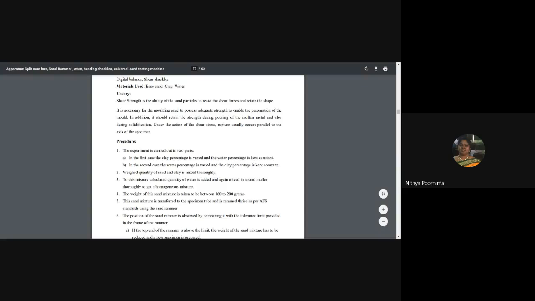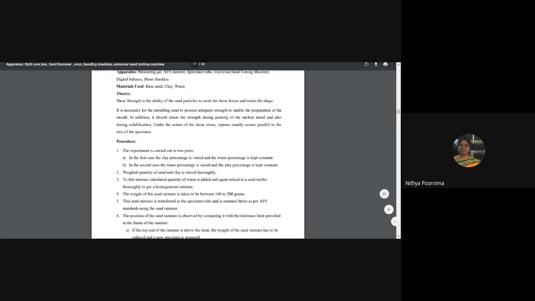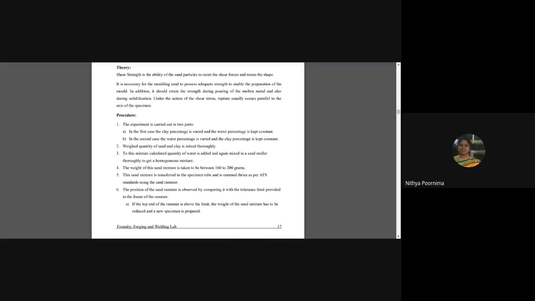In the procedure, you're going to conduct the experiment in two stages. In the first case, the clay percentage will be varied and the water percentage will be kept constant. In the second case, the water percentage will be varied and the clay percentage will be kept constant. Is it clear? After that, the weighed quantity of the sand and clay mixture is mixed thoroughly. To do this, a calculated amount of water will be added and mulled through to get a homogeneous mixture. Then you need to weigh 160 to 200 grams of this sand sample.